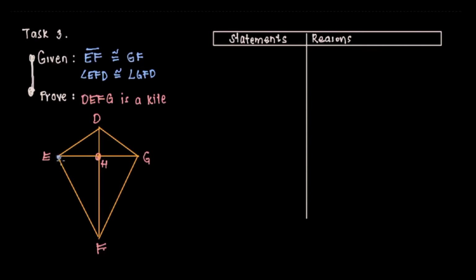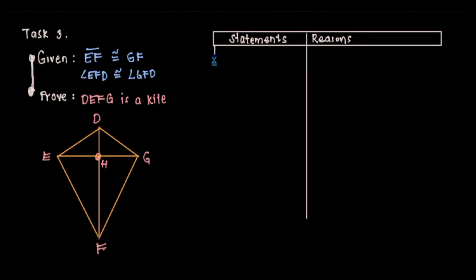In our final task, we need to prove that this shape is a kite. Okay? So ngayon, alamin natin muna yung parts ng ating given. So we have the segment EF is congruent to segment GF. Angle EFD is congruent to angle GFD. And from the given, we need to prove that DEFG is a kite.